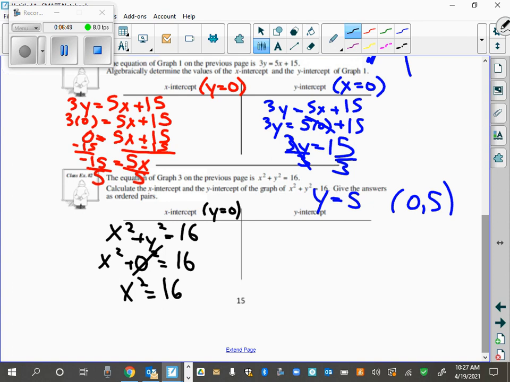Done already? Let's talk about it today. There it is. What's the square root of 16? Yes, 2 x-intercepts. Put 4, you lose half your marks because you missed one of 2 x-intercepts. Go ahead and do the y-intercept, please.